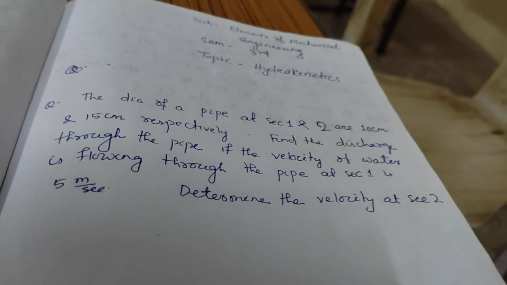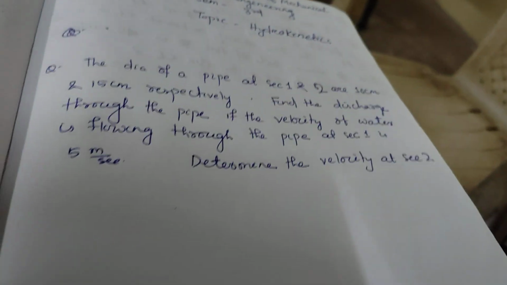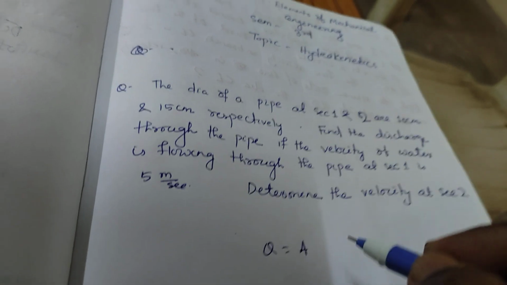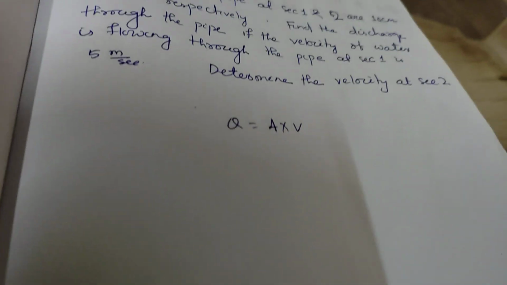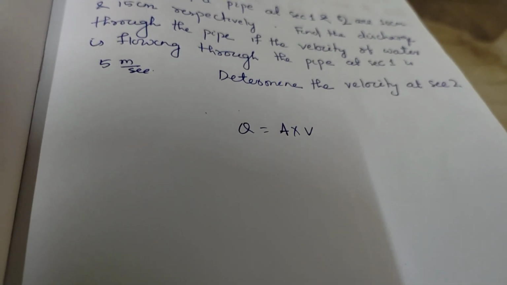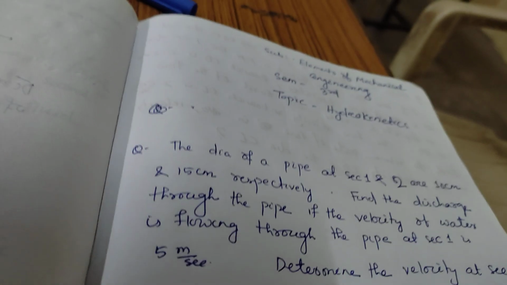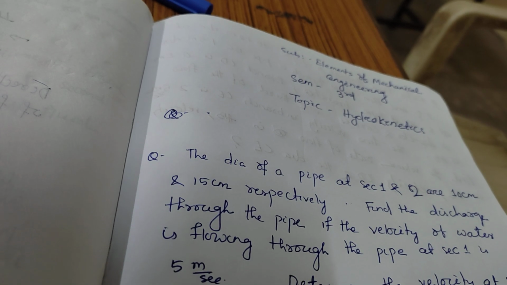So in the previous class we discussed the continuity equation. So what is the continuity equation? Q equal to A into V. Discharge equal to area into velocity. So in this question we solve it.